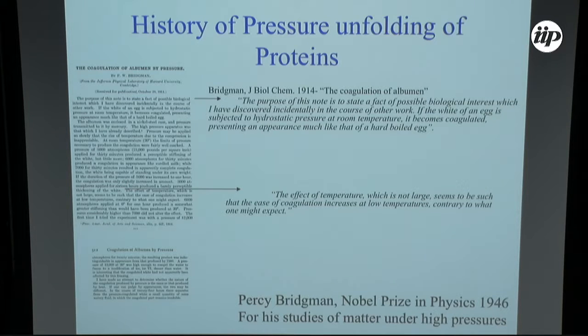And here is another interesting line in that paper. The effect of temperature, which is not large, seems to be such that the ease of coagulation increases at low temperature, contrary to what one might expect. So if you cool it, it denatures more. That's cold denaturation. Cold denaturation was discovered in the 1950s by Privalov. It was published in 1914 by this guy, just that sentence. And this is in the Journal of Biological Physics.